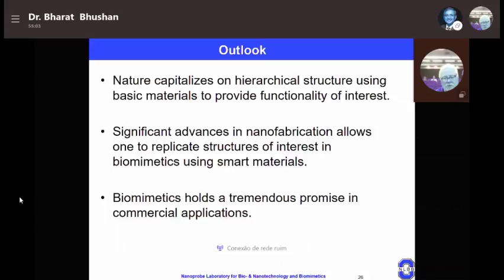Structure using and significant advances in nanofabrication techniques allows one to replicate structures of interest in the field of biomimetics by using smart materials. And one can already find some products which exist today inspired by biomimetics, and we believe we will just begin to scratch the surface, and the field of biomimetics holds a tremendous promise in commercial applications.